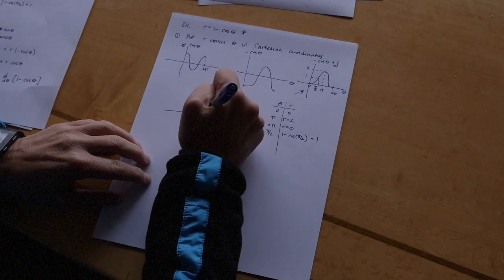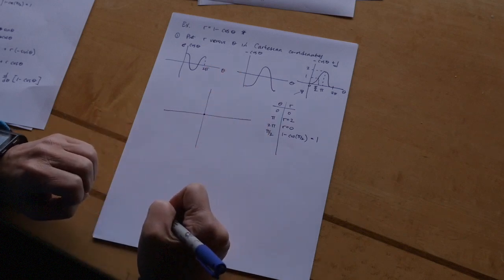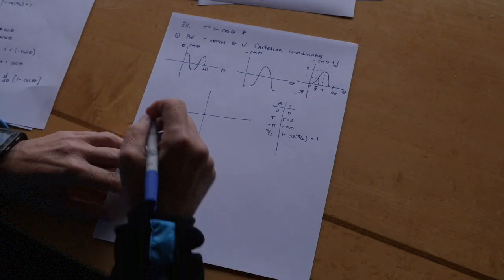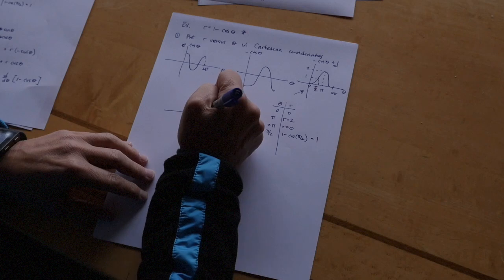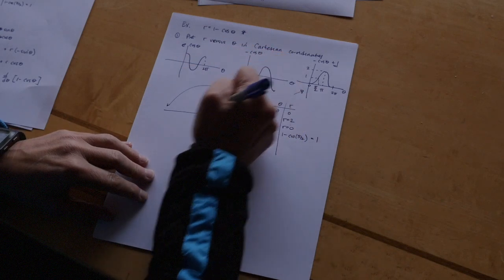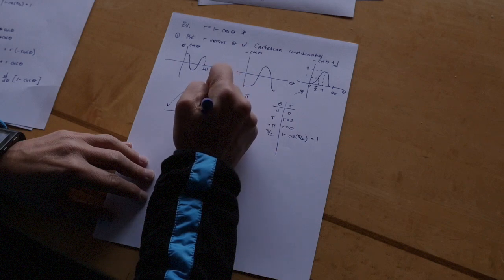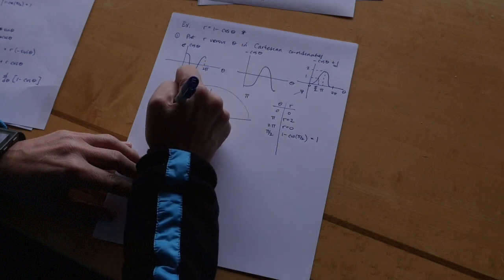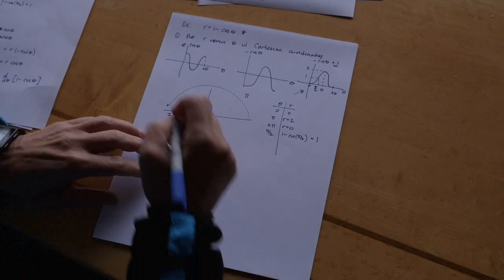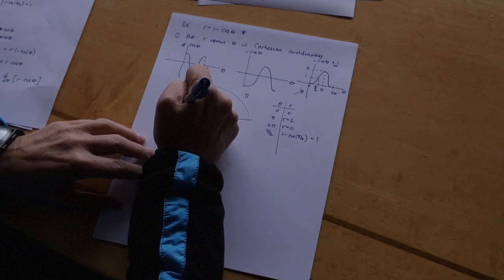When theta is 0, R is 0, so we're sitting right there at the pole. As theta goes from 0 to pi, R increases from 0 to 2. Pi is this angle right here. So theta is increasing, and I get all the way out here to 2. That is a distance 2.